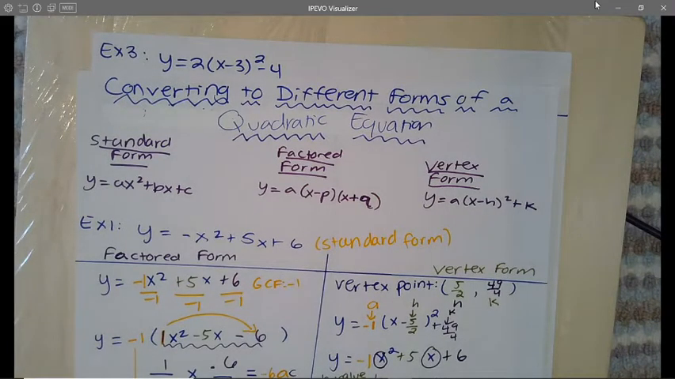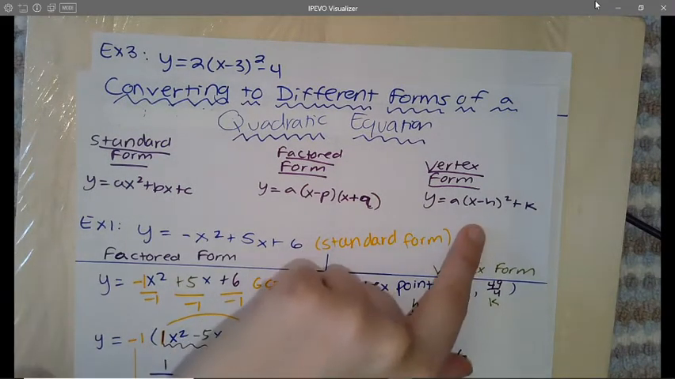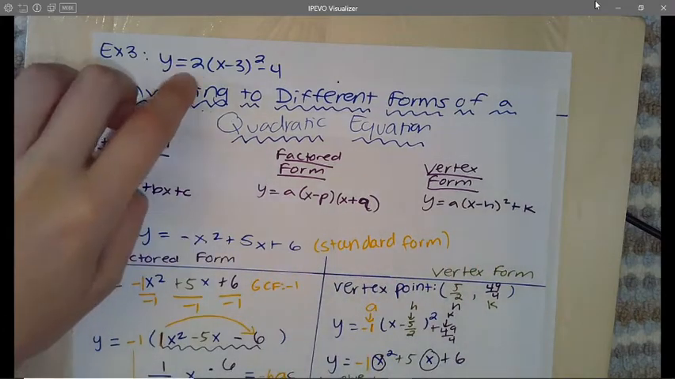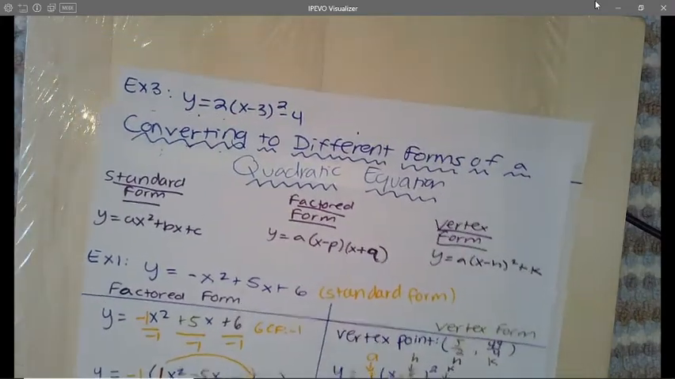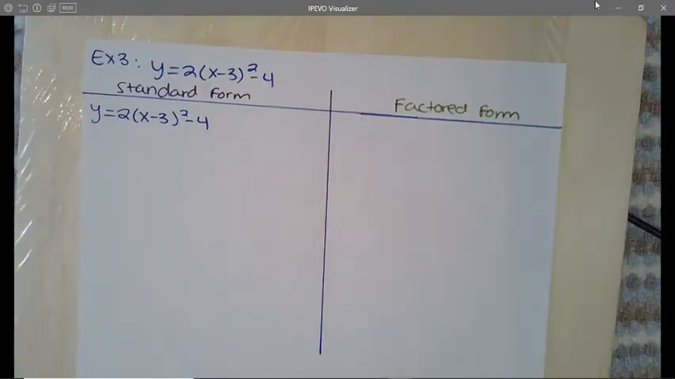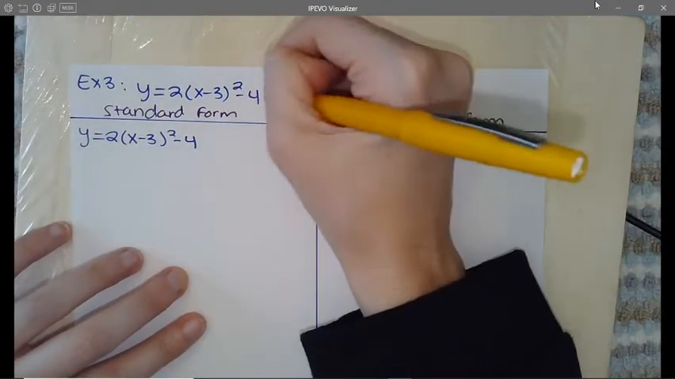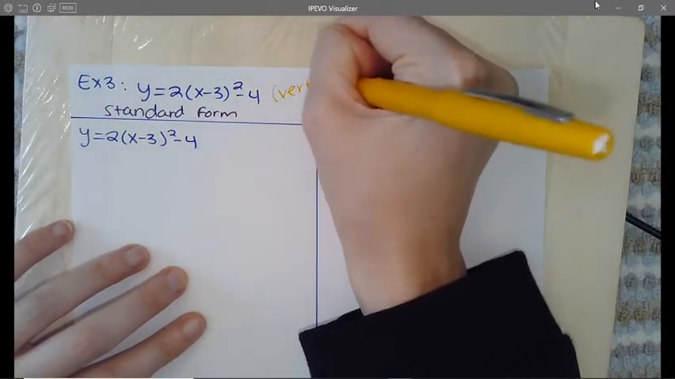Oh man, you guys always know the answer. It would be vertex form. If you see here, we have the A, H, and K values. Okay, so knowing that, since we're starting from vertex form, that means we need to now convert it into standard form and factored form.